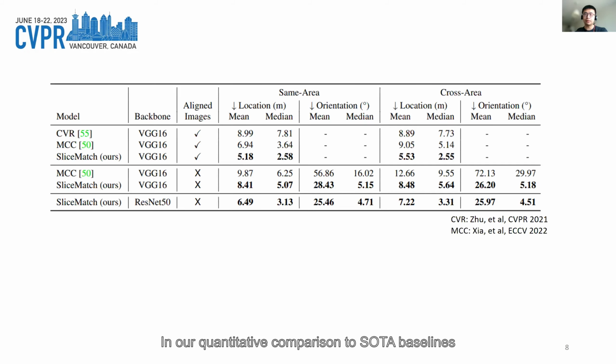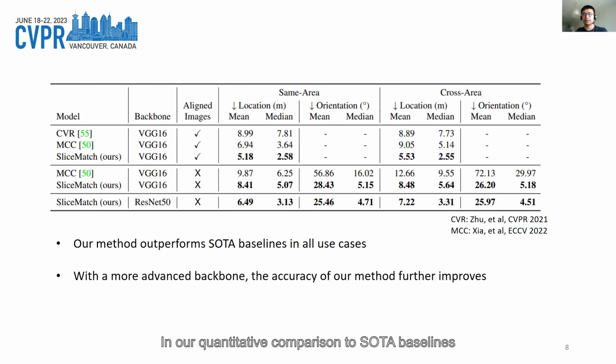In our quantitative comparison to state-of-the-art baselines, with the same backbone feature extractor, SliceMatch beats all baselines in all tested use cases. With a more advanced backbone, the error in pose estimation further reduces. Please find our comparison with more baselines on more datasets in our paper.